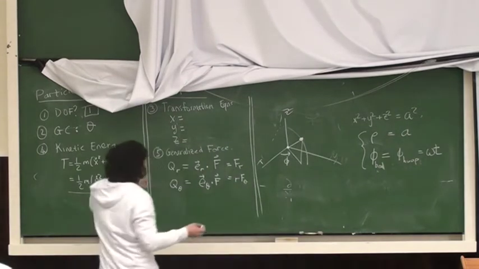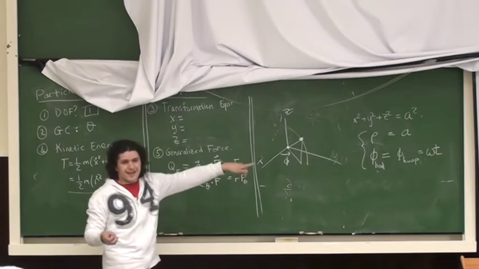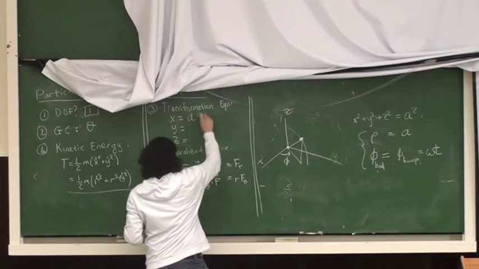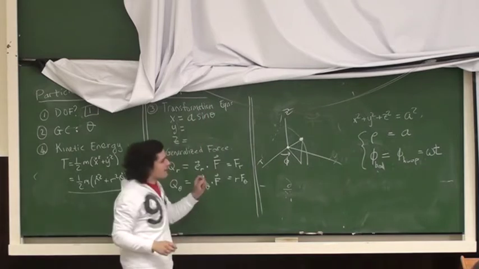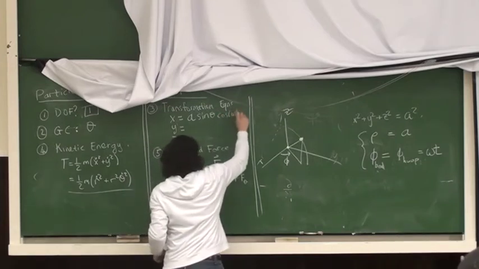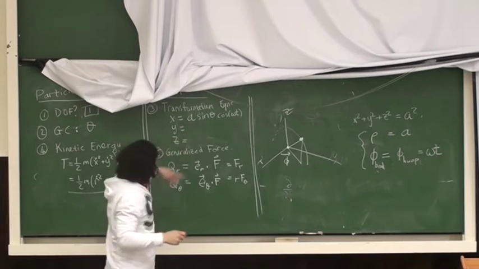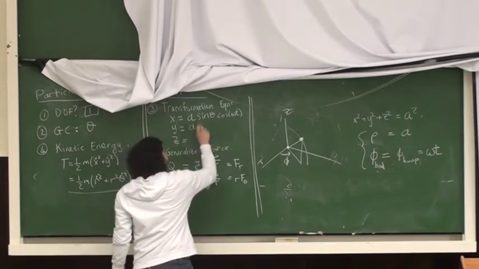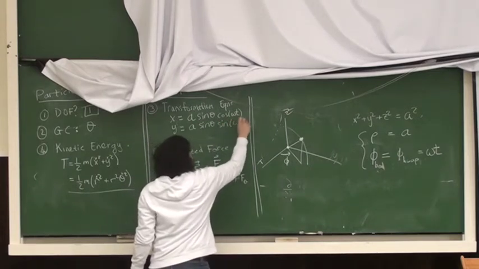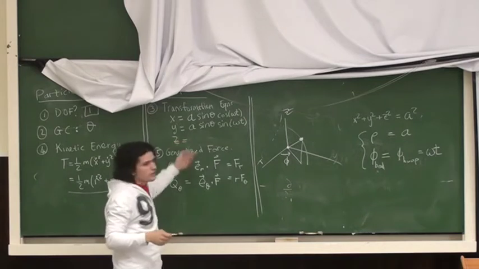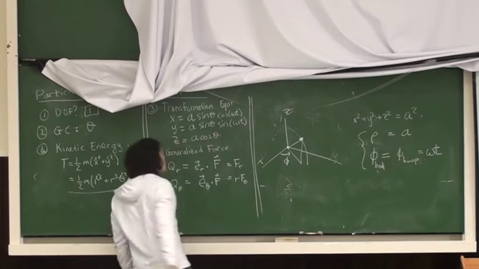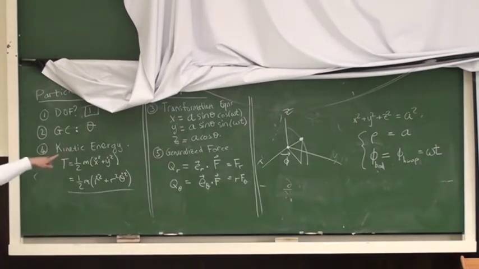So we're going to say x is equal to rho, and rho is a, sine theta cos phi, but phi is omega t. Y is rho, which is a sine theta sine phi, which is omega t. And z is equal to rho, which is a cos theta. Right, so those are our transformation equations.